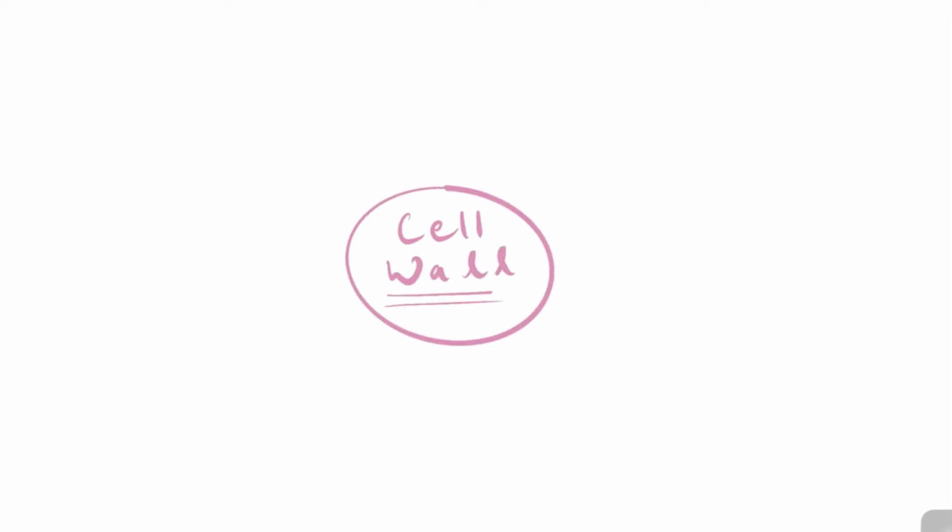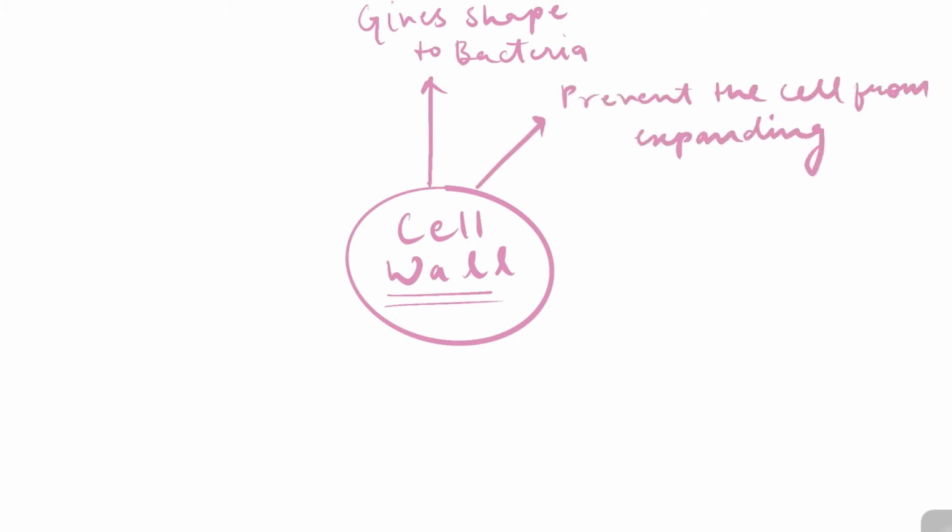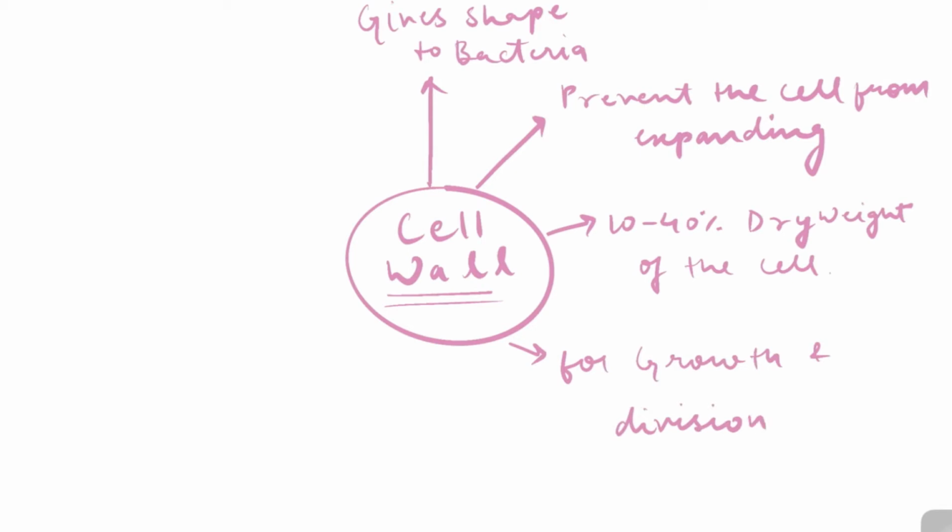Cell wall. It gives shape to bacteria and prevents the cell from expanding. Comprises 10 to 40% dry weight of the cell. Main role in growth and division. The shape determining part of the cell is peptidoglycan, which is also called murein.